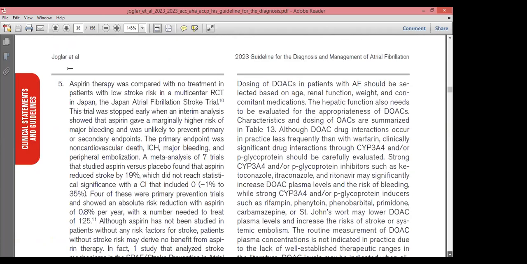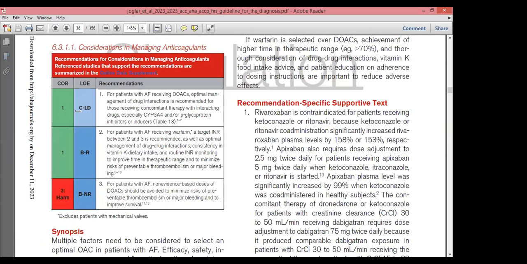Okay. So this one is talking about considerations in managing anticoagulants. Class 1 recommendation: for patients with atrial fibrillation receiving DOACs, optimal management of drug interactions is recommended for those receiving concomitant therapy with interacting drugs, especially cytochrome 3A4 and/or P-glycoprotein inhibitors or inducers. That's a class 1 recommendation. So if you're giving a patient DOACs, you also need to watch out for the drugs that will be administered together with the DOACs.